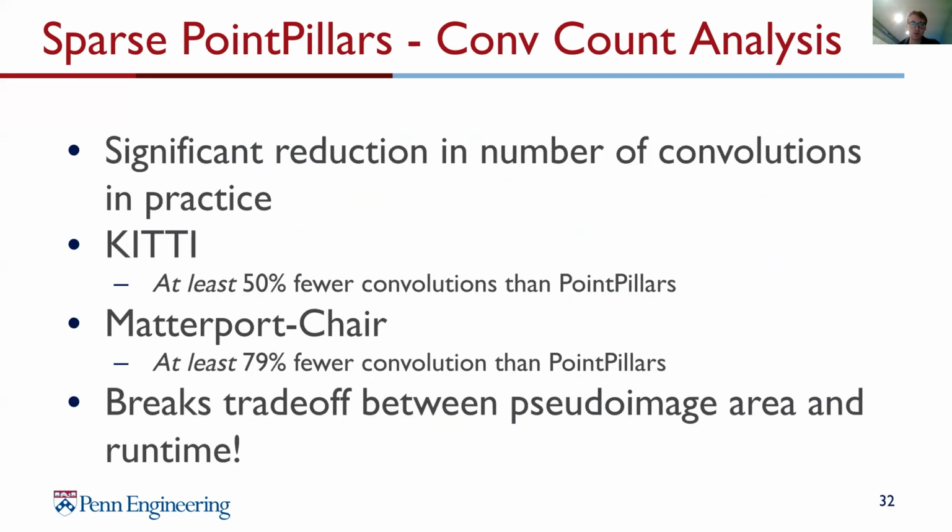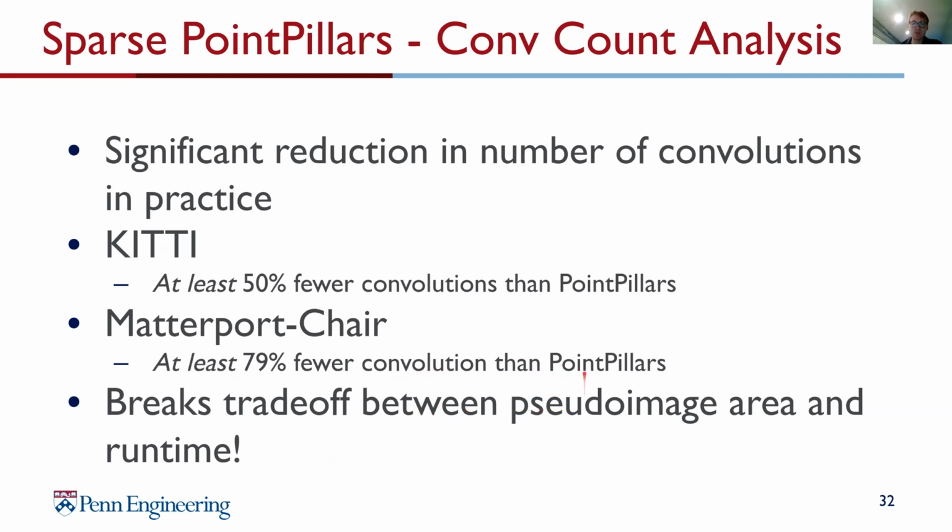And even under those conservative assumptions, we're able to say that this leads to a significant reduction of convolutions in practice. So for KITTI, we're able to do at least 50% fewer convolutions than PointPillars. This was done by taking the most dense pseudo image from the KITTI data set and then doing this analysis. And then for our custom data set, Matterport-Chair, which we'll talk a little bit more about in a minute, we're able to do at least 79% fewer convolutions than standard PointPillars.